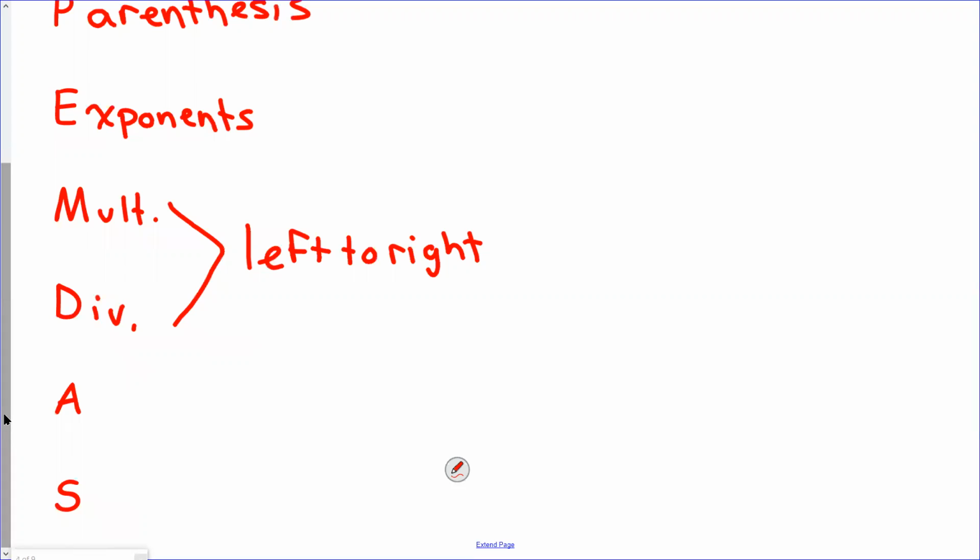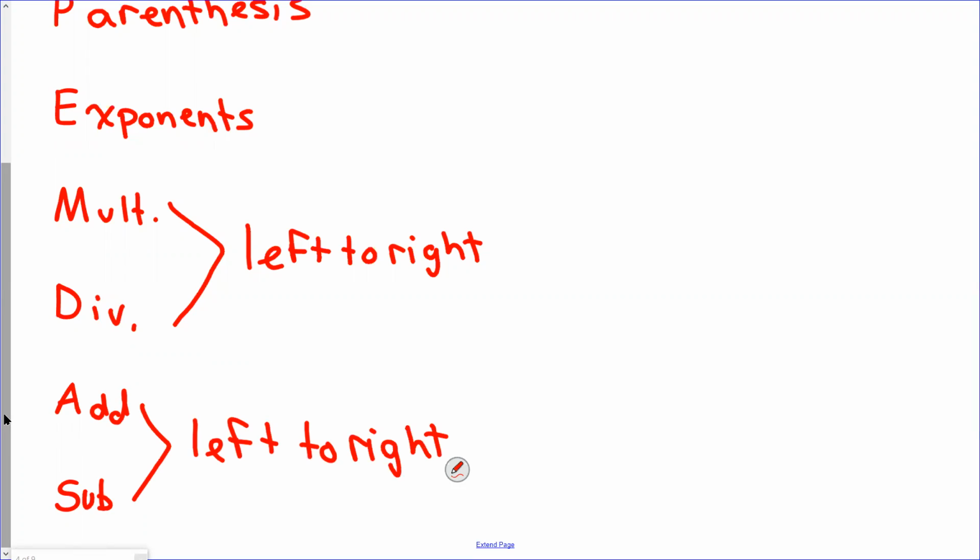And the last in PEMDAS is the A and the S. A stands for addition. S stands for subtraction. And these are just like multiplication and division. We perform them left to right. They happen at the same time. Addition does not come before subtraction. It is whatever you run into first, left to right.